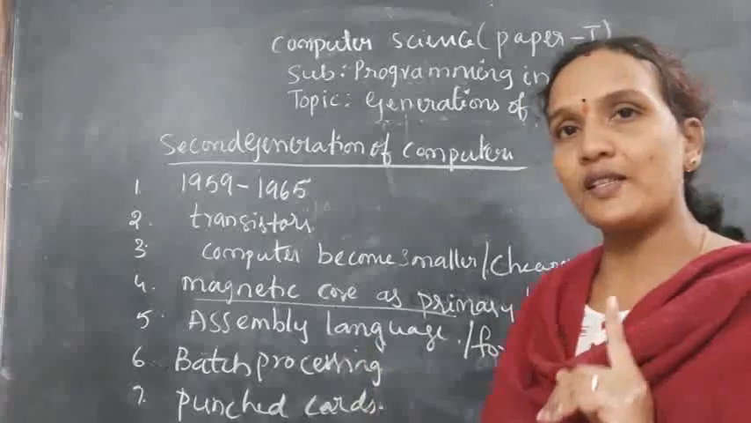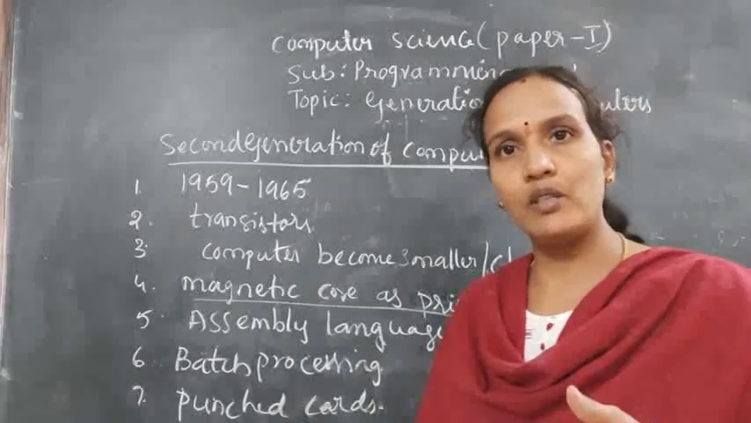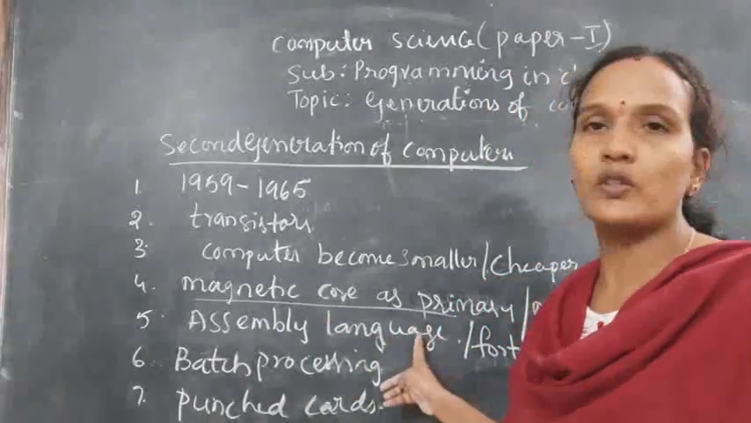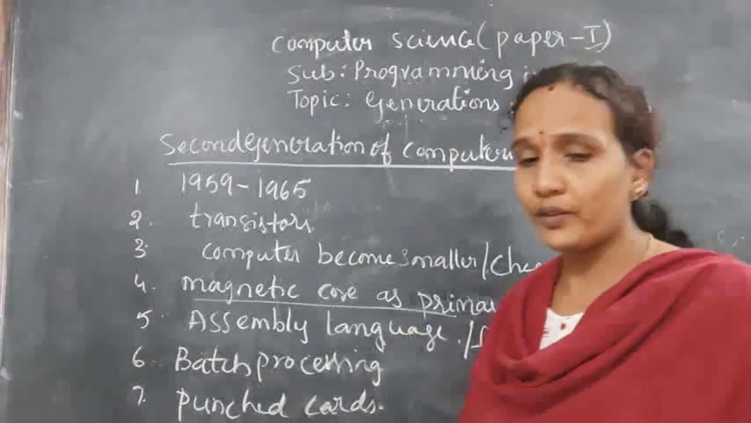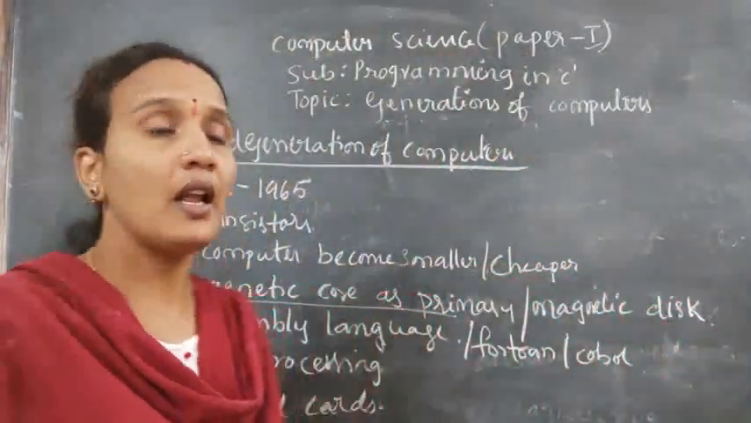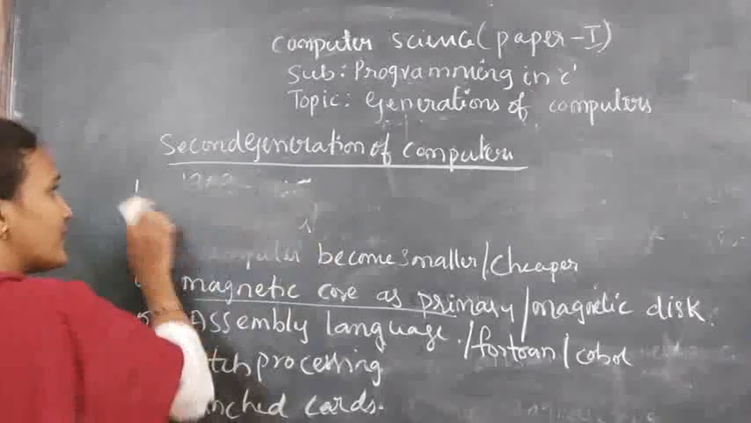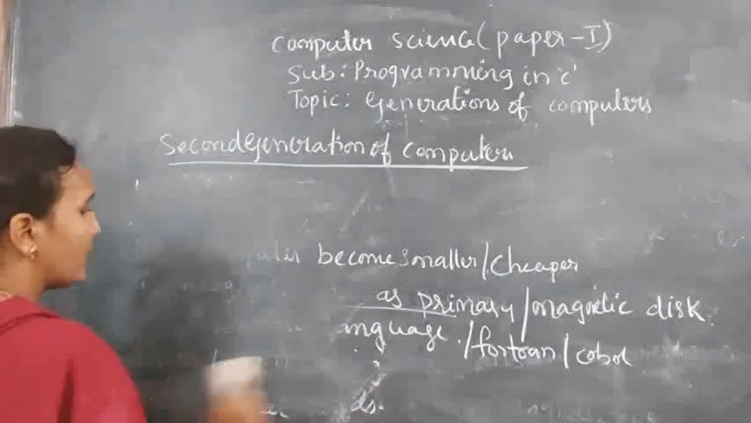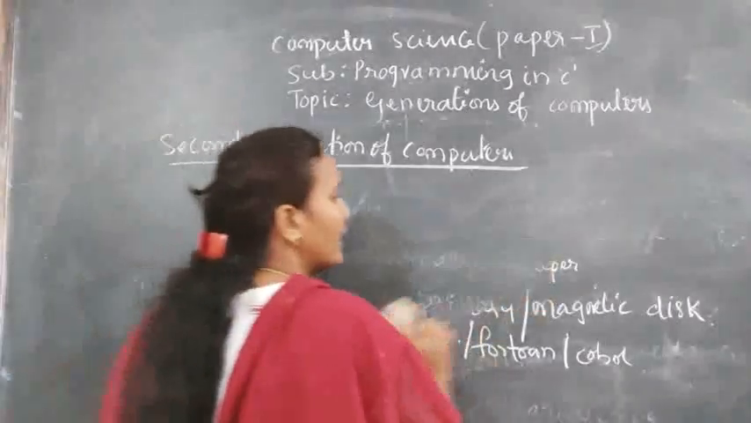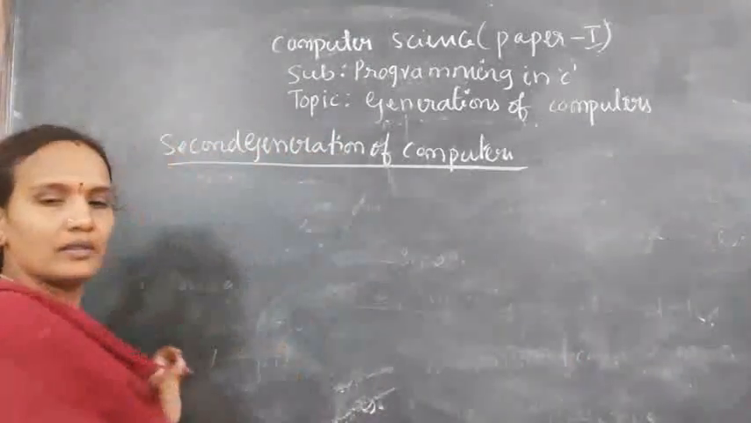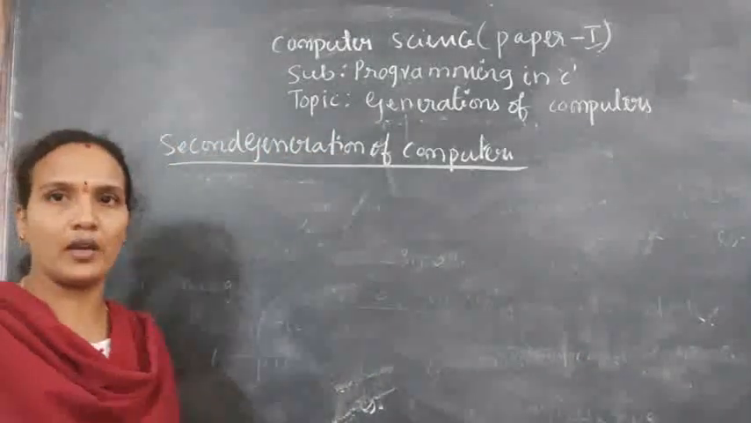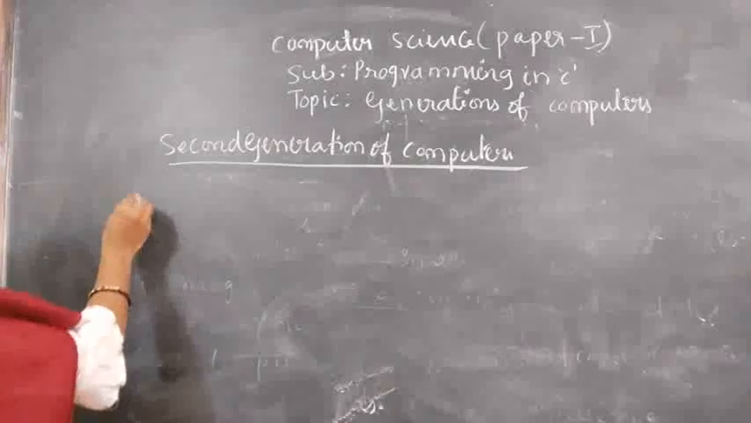In the first generation they used machine language, and in the second generation they used assembly language. Understood? So in the second generation we have advantages, and at the same time we have some disadvantages. First we will discuss the advantages, and next we will discuss the disadvantages. First, what advantages do you have?